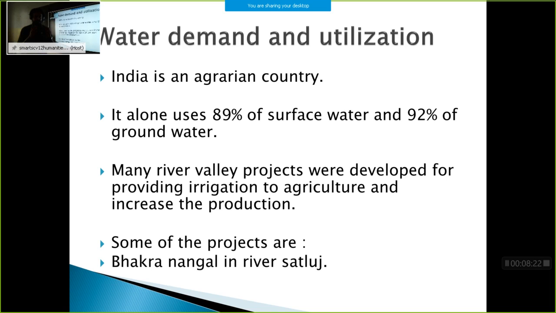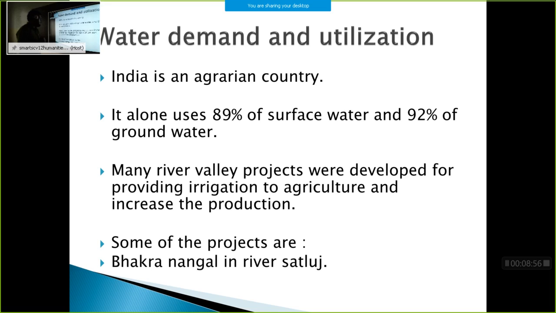Many river valley projects were developed for providing irrigation to agriculture and increasing production. These river valley projects were brought up during 5-year plans. You must have studied what 5-year plans are earlier. During many 5-year plans, many such projects were brought, like the Green Revolution, you must have heard, right? Many projects were initiated for providing good irrigation facilities to the crop fields, which can increase the total production of the crops.